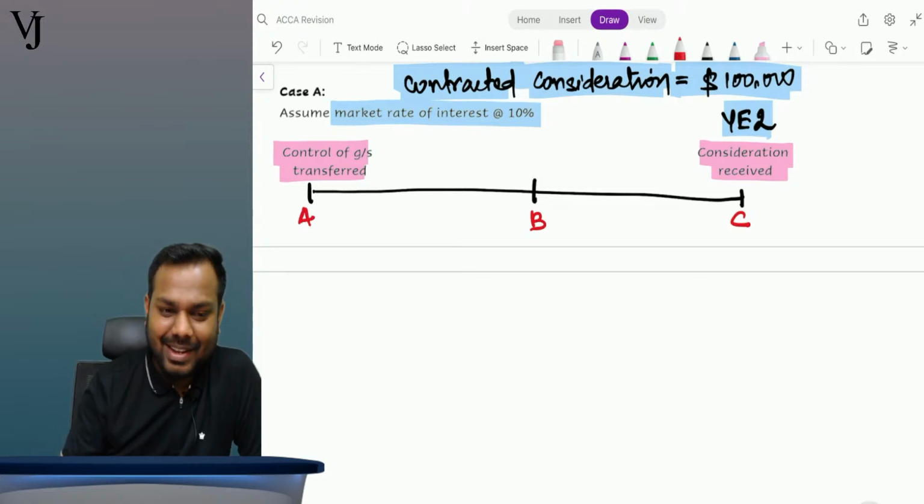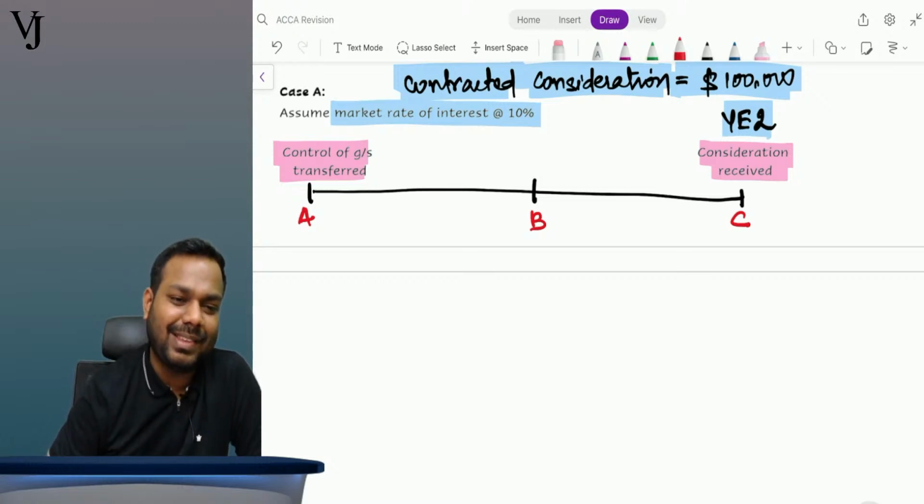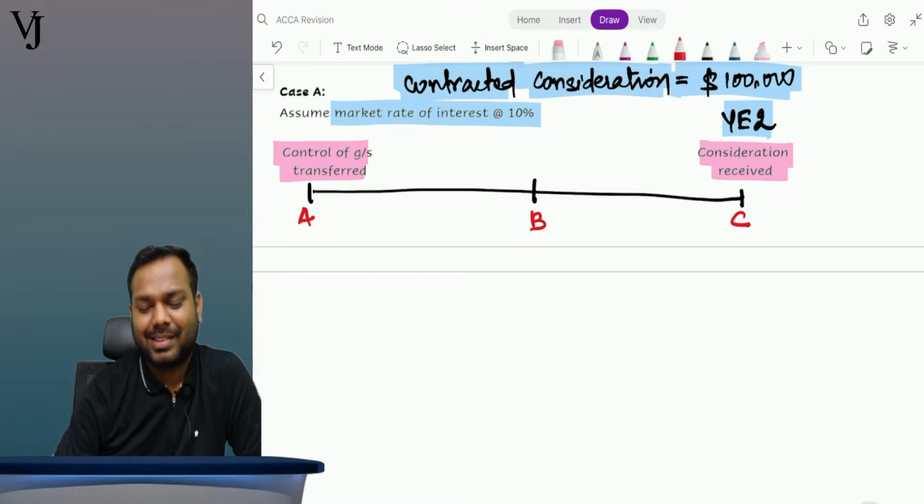Okay, A. Someone is saying A. Any different answers? All of you are saying A. Hers is saying C.